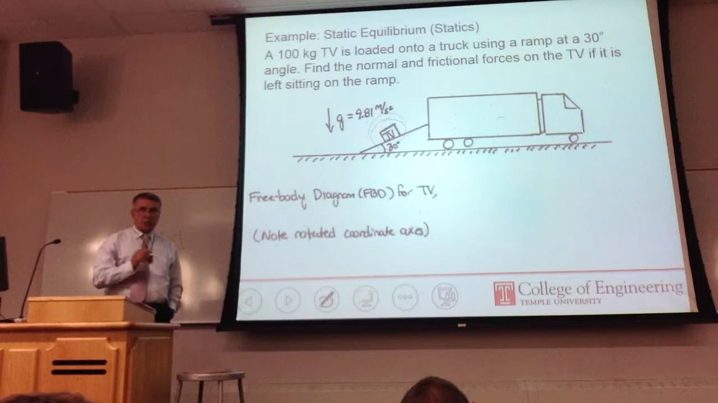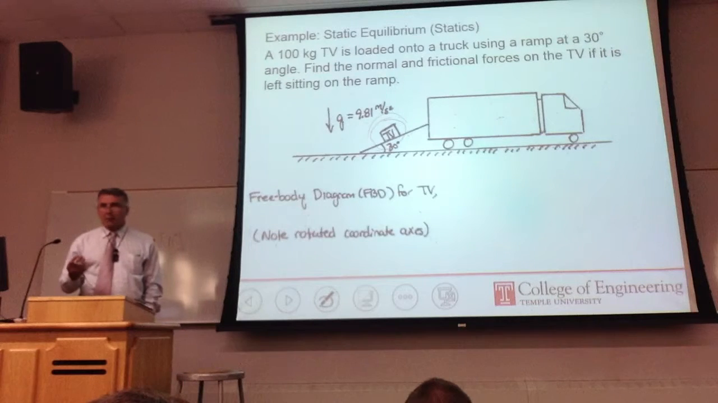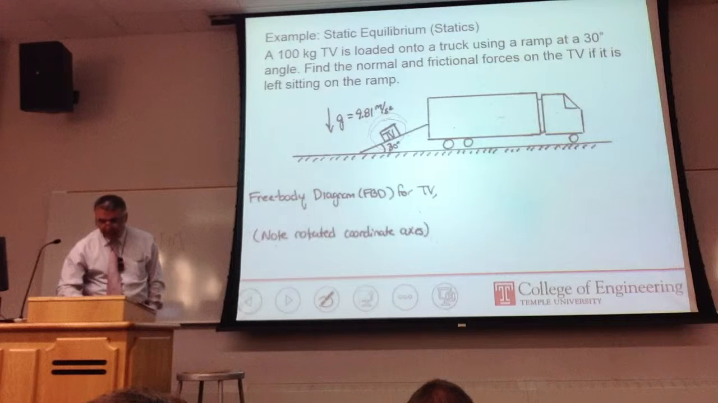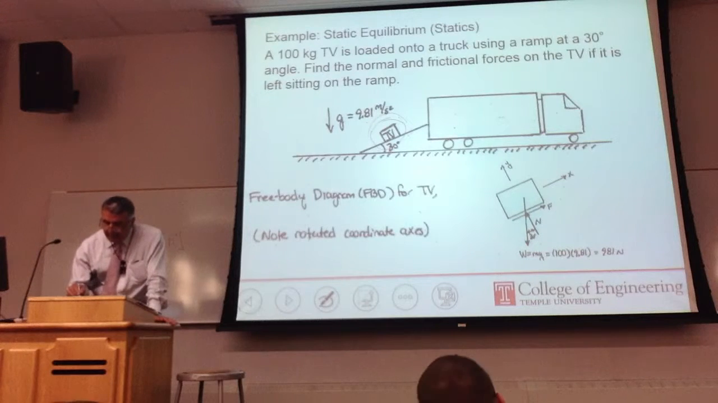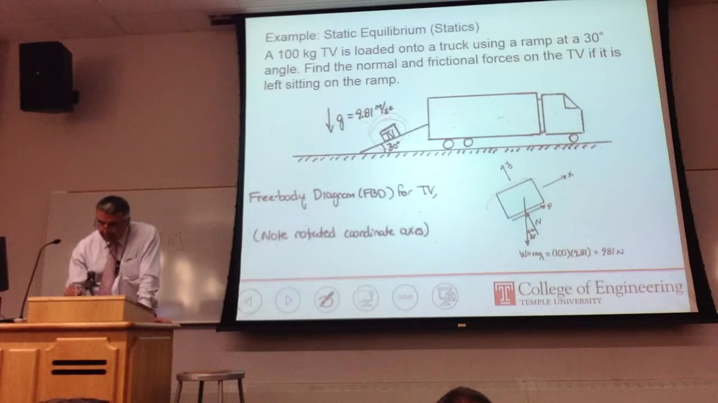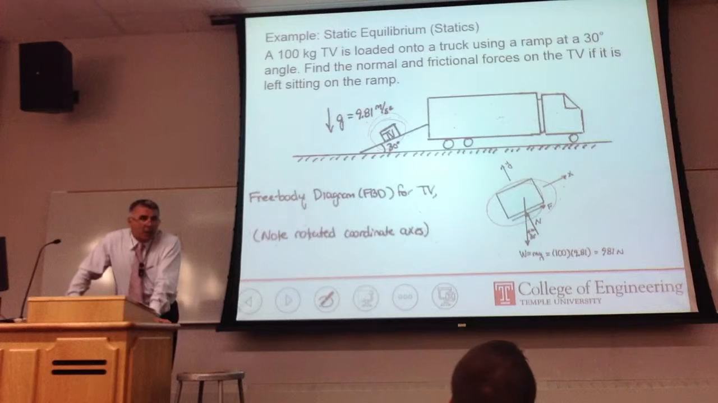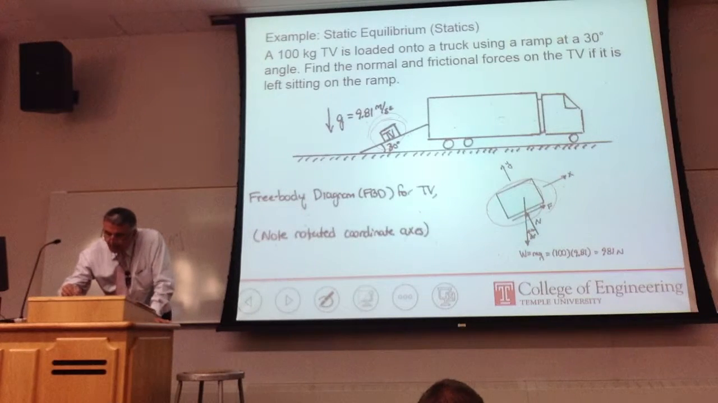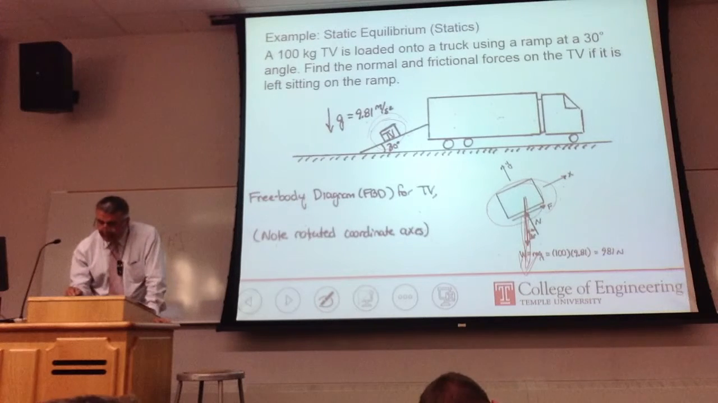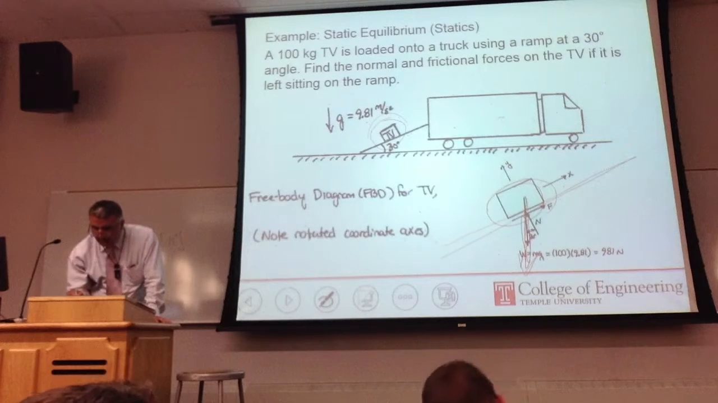Do I draw the free body diagram of the truck? No. What do I draw? Of the TV, right. So, let's look at the free body diagram. We have the TV. Now, the weight is always downwards towards the center of gravity, the center of the Earth. So this is your weight going down. But then we said that this is really sitting on a surface that makes an angle of 30 degrees.